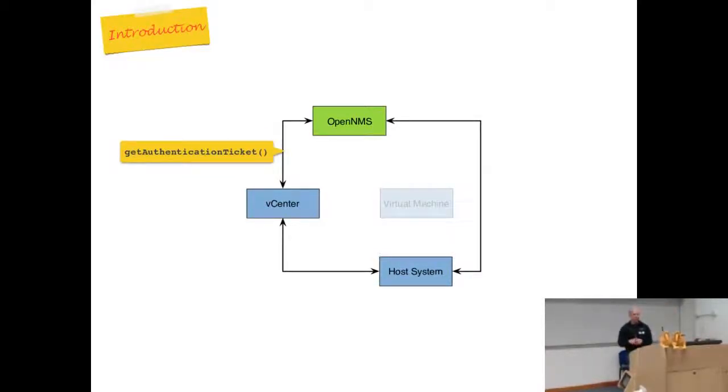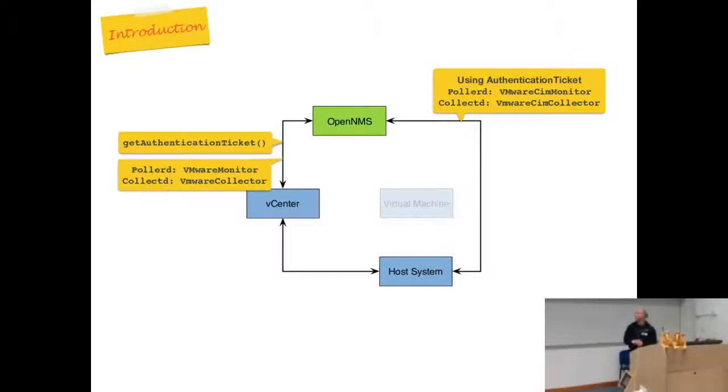To get access to the host system, we have to ask the vCenter for an authentication ticket. So OpenNMS queries the vCenter: give me an authentication ticket to allow me to talk with all your ESX host machines.